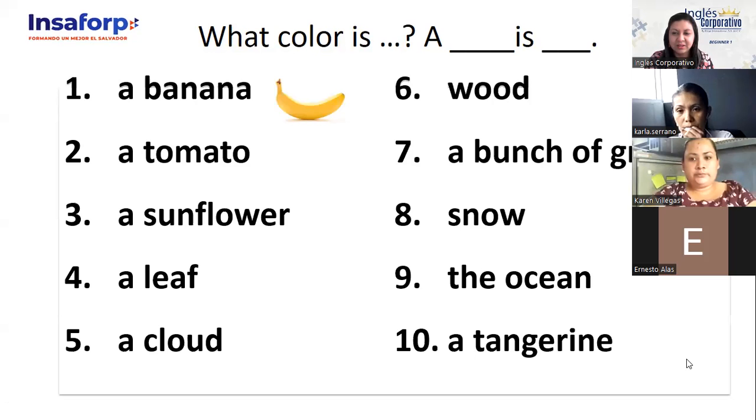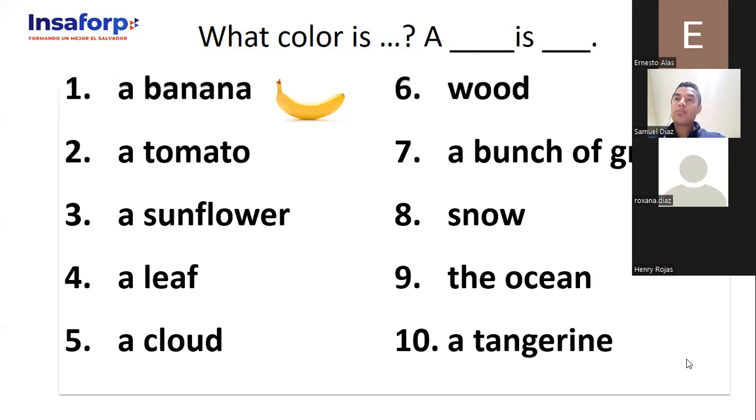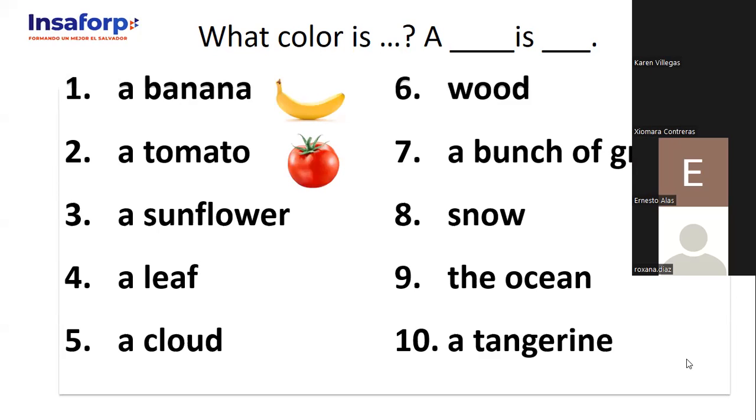Yellow. Okay, Jose Rivas, in order. A banana is yellow. Excellent. Okay. Who is number two? I think it was Samuel. What color is a tomato? A tomato is red. Excellent. Okay, next person. What color is a sunflower?